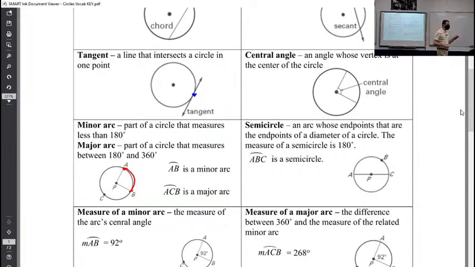So we can figure out measures of those arcs. For example, if I measure the arc that goes all the way around the circle, then it's 360 degrees, because 360 degrees is all the way around the circle. If I have a semicircle, which is what it's called when I go halfway around the circle, well, if all the way around is 360 degrees, then halfway around should be 180 degrees.